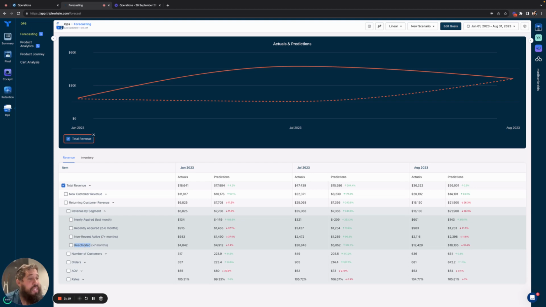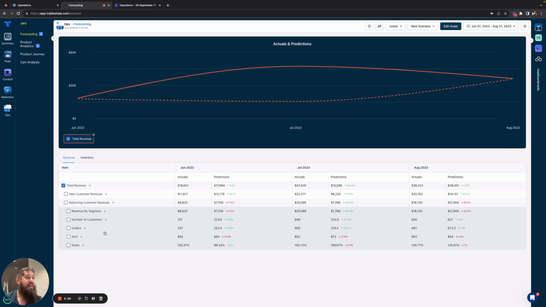And then finally, we have a segment for reactivated customers. Those are people who were shopping with you, and then they went dormant for 7 months, and then they came back and made a purchase. So those are the 4 segments we're working with here. They should be collectively exhaustive of all of your repeat customer revenue, okay?